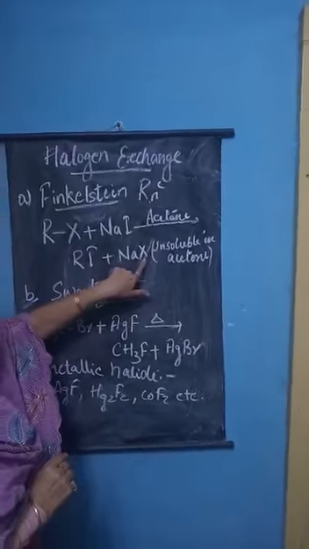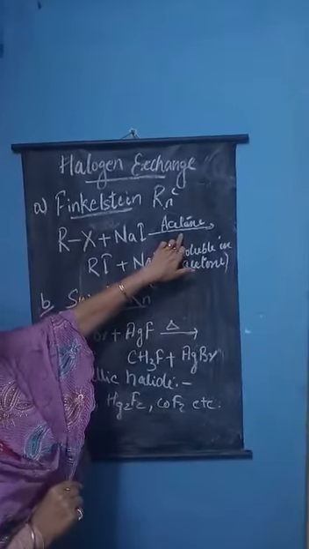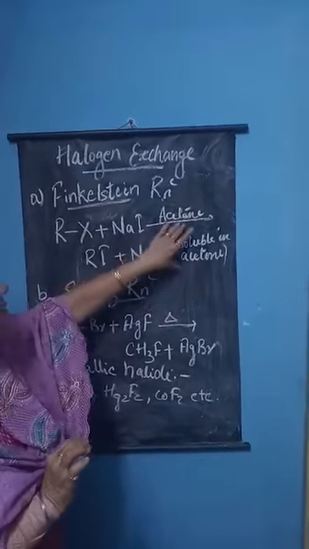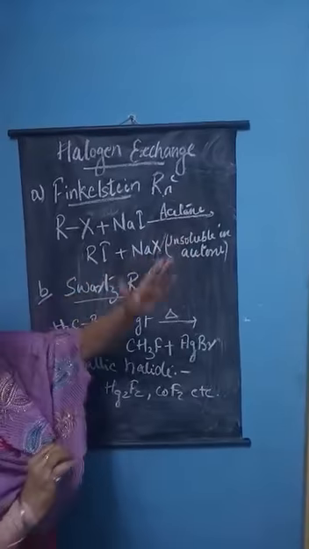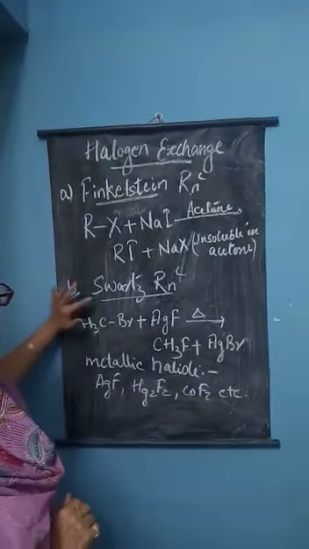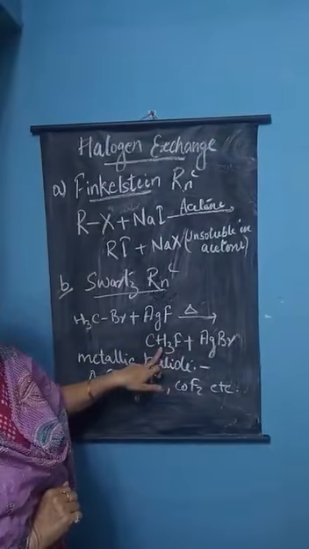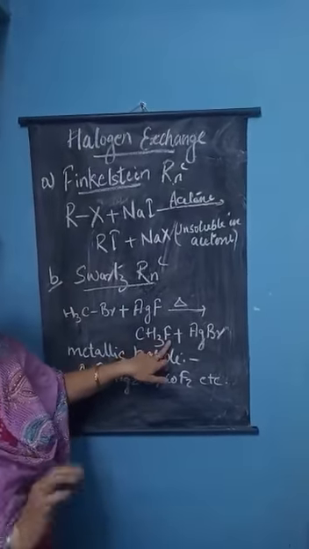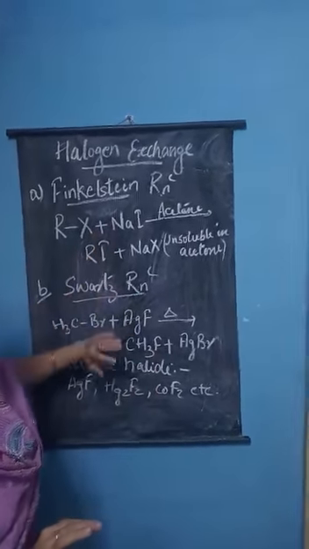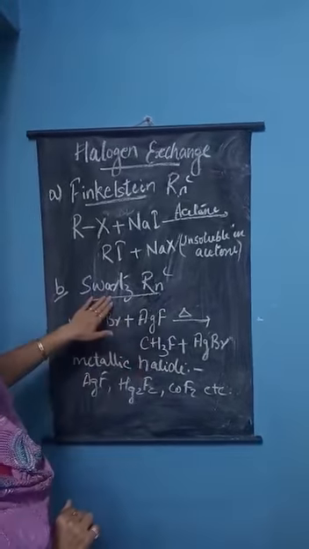This sodium chloride or sodium bromide which you are getting is insoluble in acetone, which is also present in the reaction mixture, and this compound, insoluble in acetone, has to be filtered and removed. Next is the Swarts reaction. This reaction is used to get alkyl fluorides. The normal reaction is not at all possible for these 2 reactions, so that is why different reactions under different names have been given.